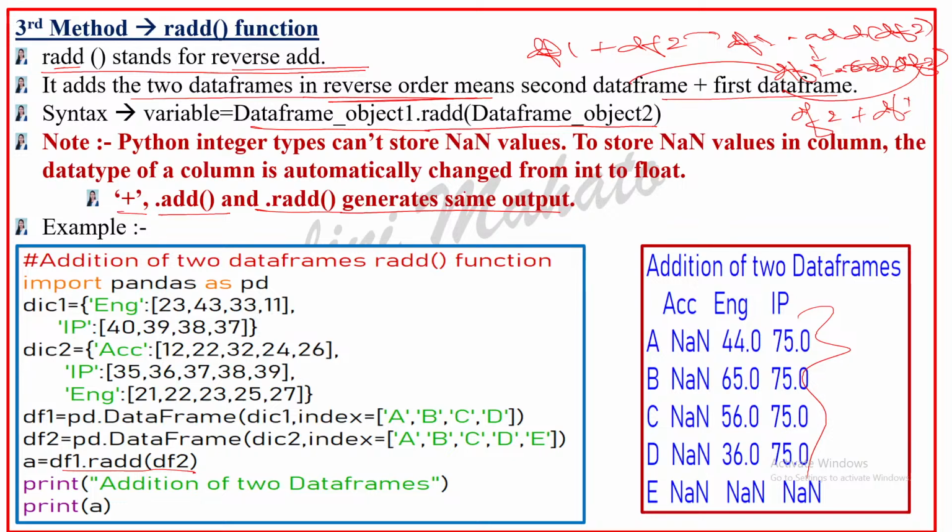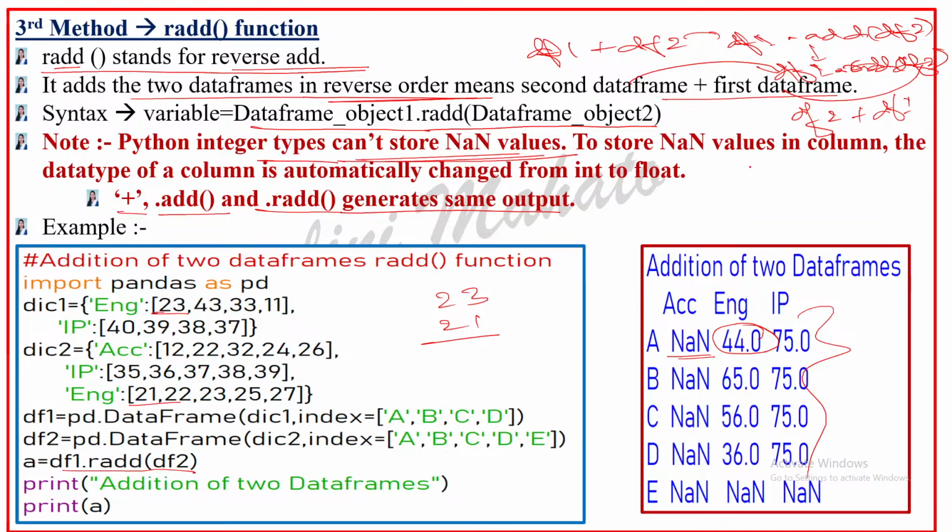Which means from whichever side you do it, your answer will be the same, you will not get a different answer. Okay, another more important thing I told you: whenever you are taking integer values, only 23 English marks, where is English marks? Here 21, 23, 21, both are integers, yet the output is generating float values. Why? Because of NaN, the missing values. Python integers cannot store missing values. Python integers cannot store the NaN values.